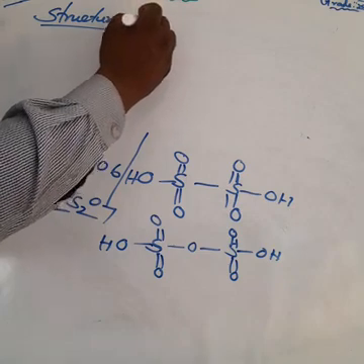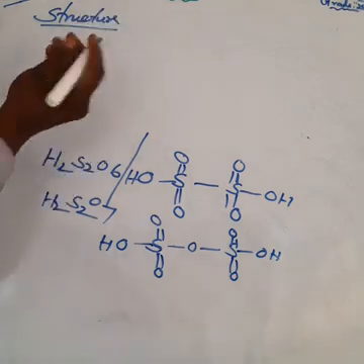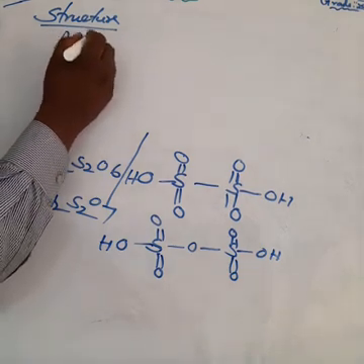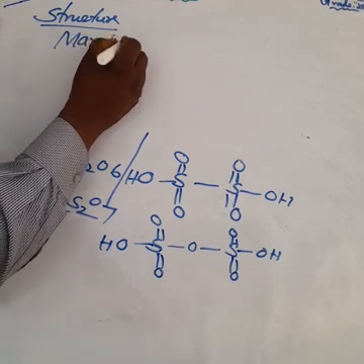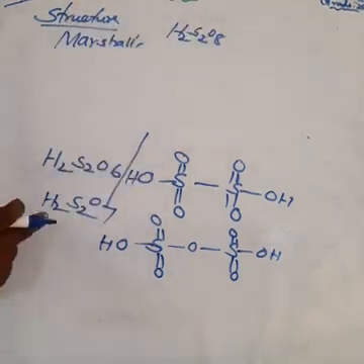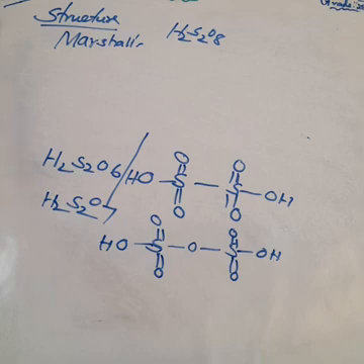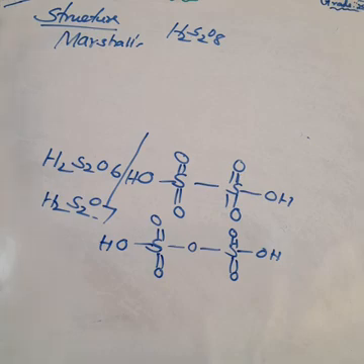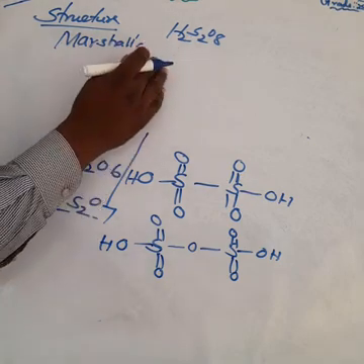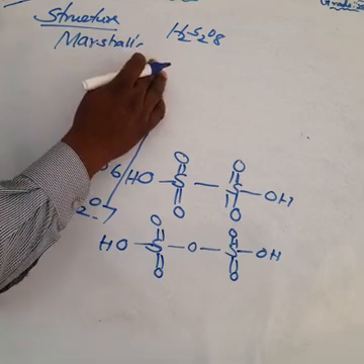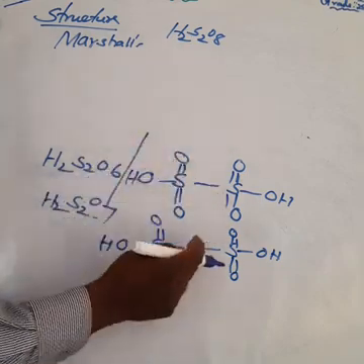One of the very important questions. Peroxydisulfuric acid, otherwise called Marshall acid. What is the formula? H2S2O8. What's the formula of disulfuric acid? H2S2O7. Again, I am adding one more oxygen: H2S2O8, Marshall acid. Am I right? So how much oxygen is there? 8 oxygen. So in between the sulfur, we have to add 2 oxygen atoms.